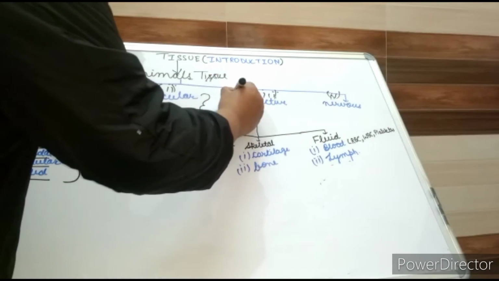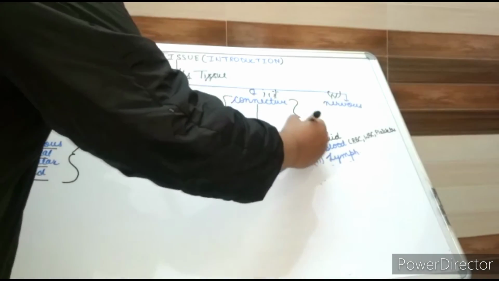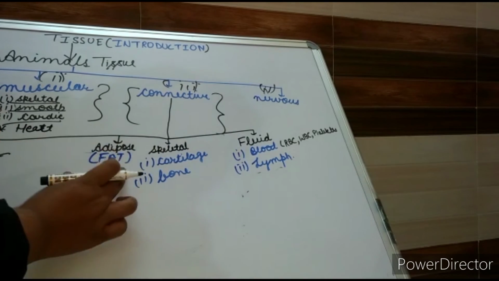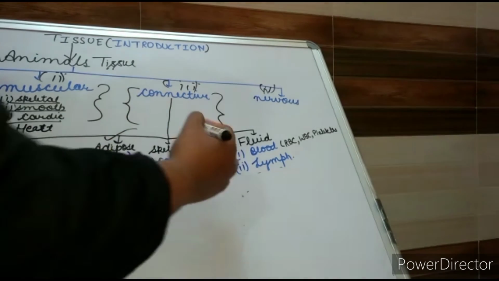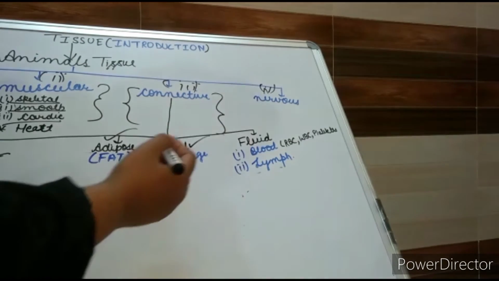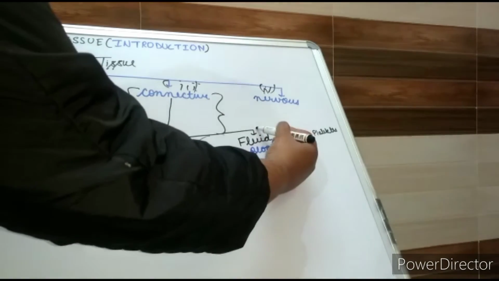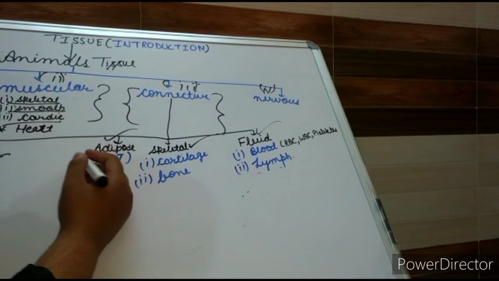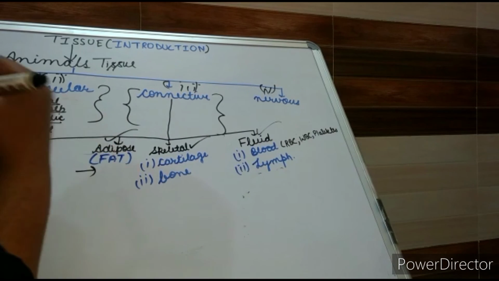Now the second one is connective tissue, divided into four categories. Number one is areolar, second is adipose, third is skeletal, and fourth one is fluid. Adipose tissues are very common. It stores the temporary fat.